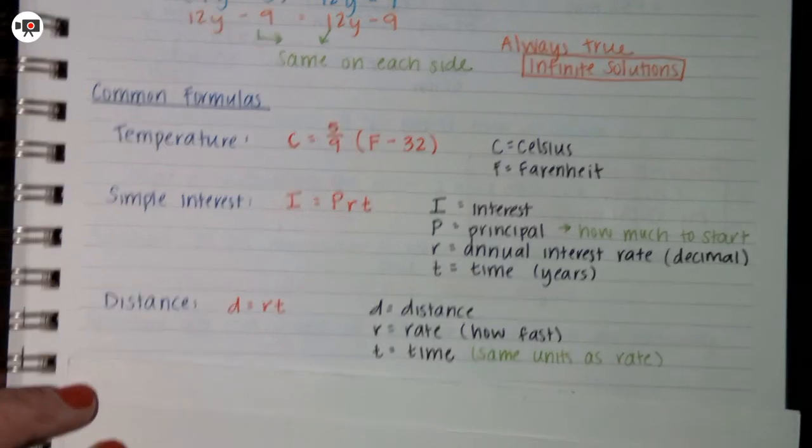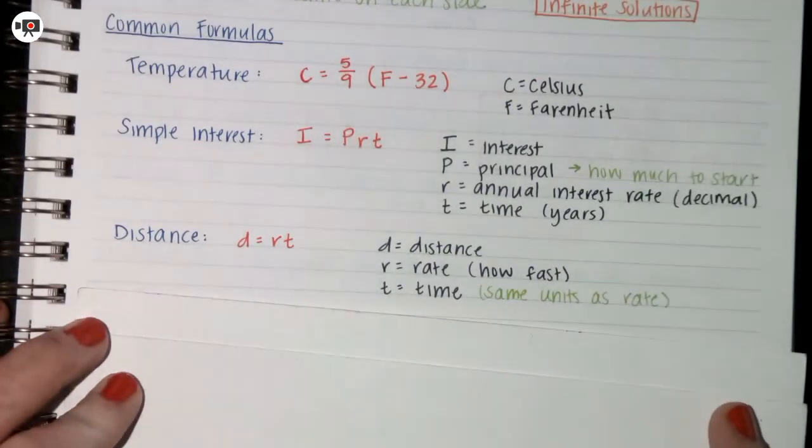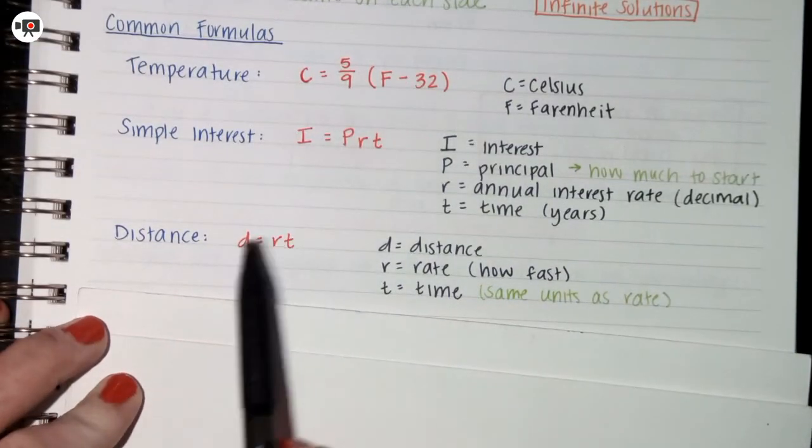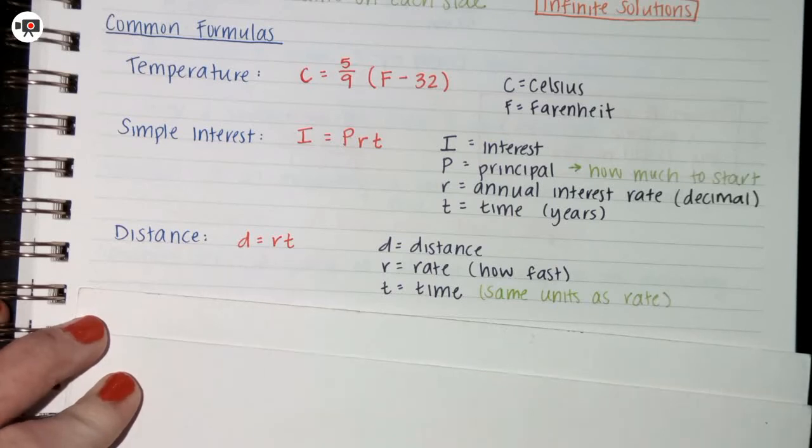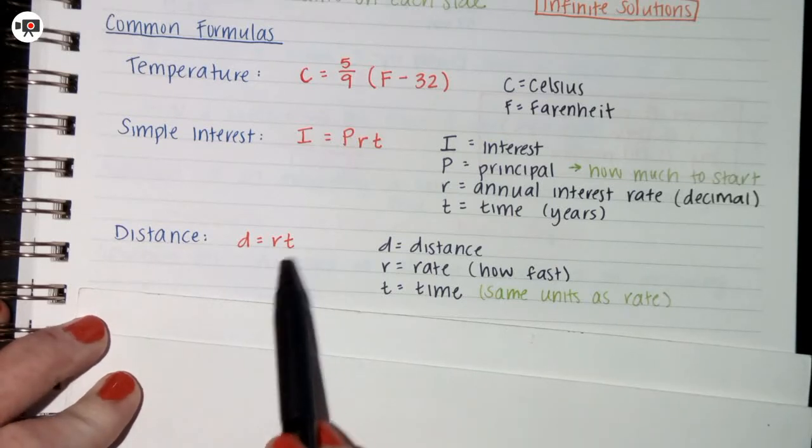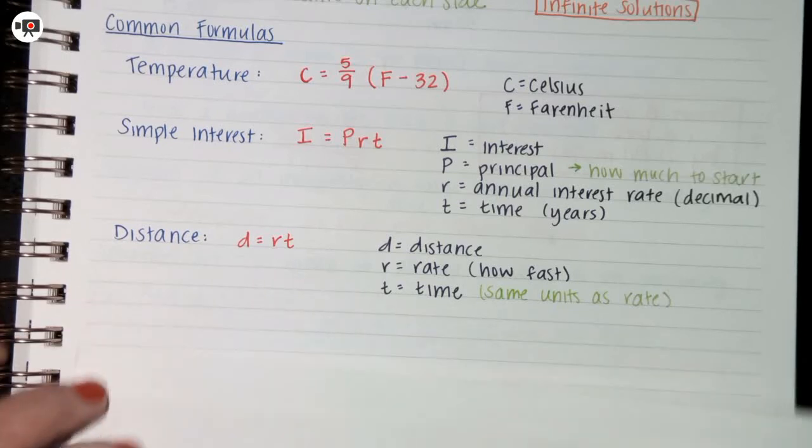And then we have the distance formula, where D equals RT. R and T are being multiplied. D is distance, R is rate, and T is time. The time needs to be the same unit as the rate.